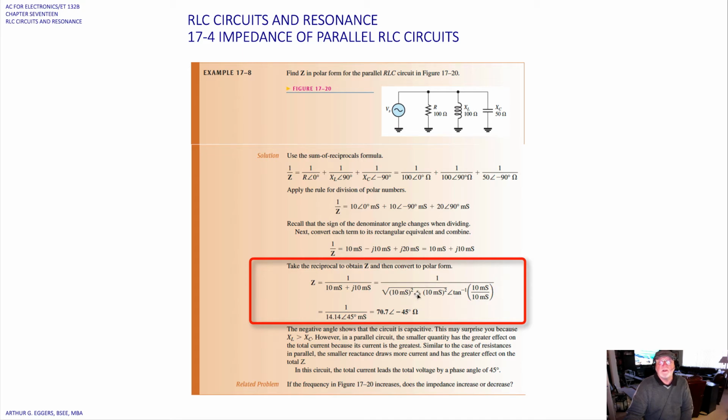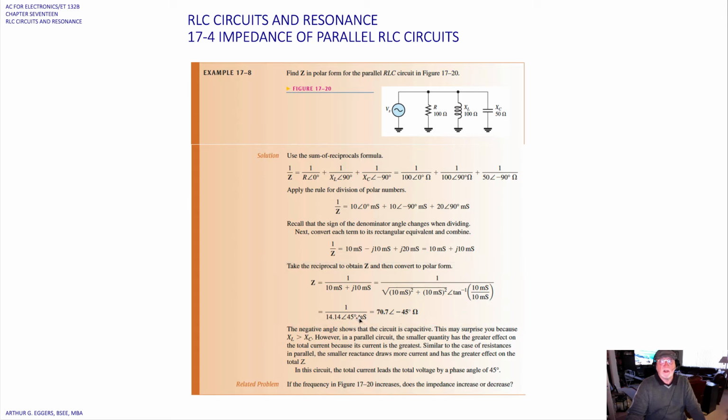So 10 millisiemens squared plus 10 millisiemens squared, add them together, take the square root, and then the inverse tangent of 10 over 10. So we have the inverse tangent of 1 essentially. And so we have 1 over 14.14 millisiemens at an angle of 45 degrees. Invert that one more time. Now we're back to ohms: 70.7 ohms at an angle of minus 45 degrees.